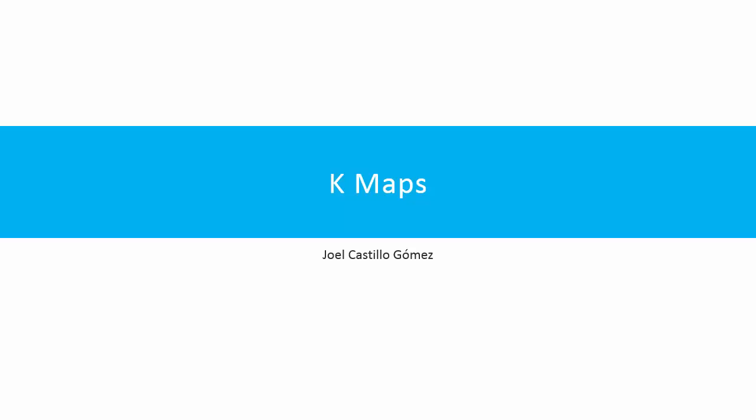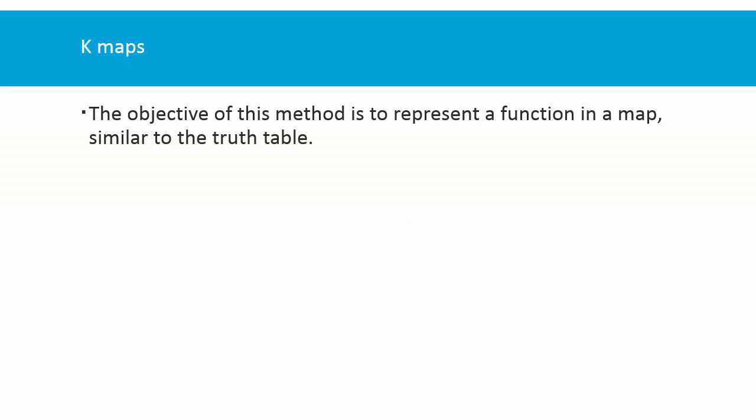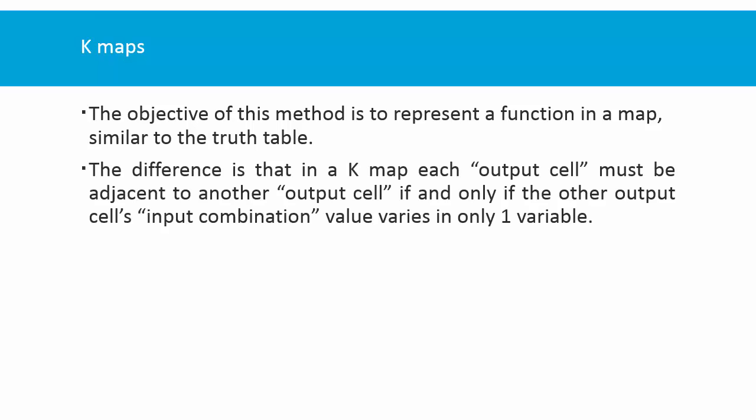In this video we will talk about K-maps. The objective of K-maps is to represent a function, as the name says, in a map, very similar to a truth table. The difference is that in a K-map each output cell must be adjacent to another output cell if and only if the other output cell's input combination value varies only in one variable. This does not happen in a truth table.